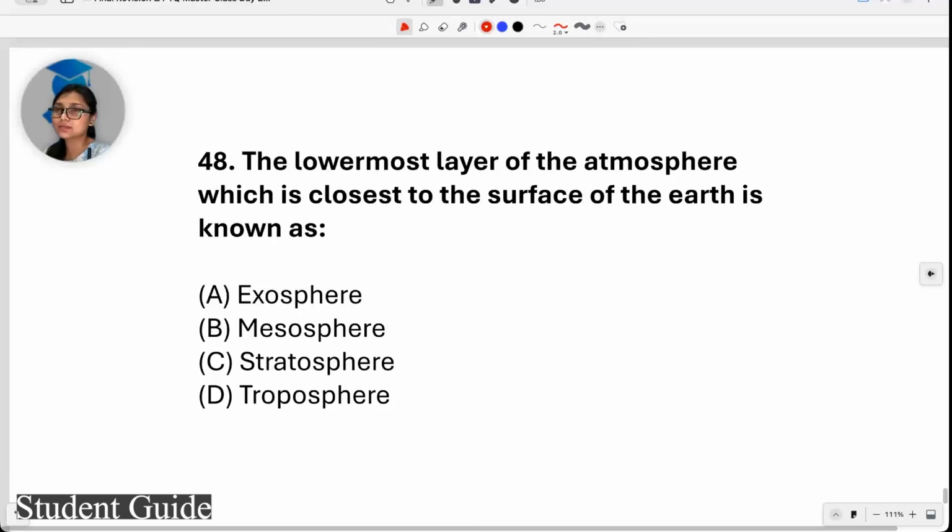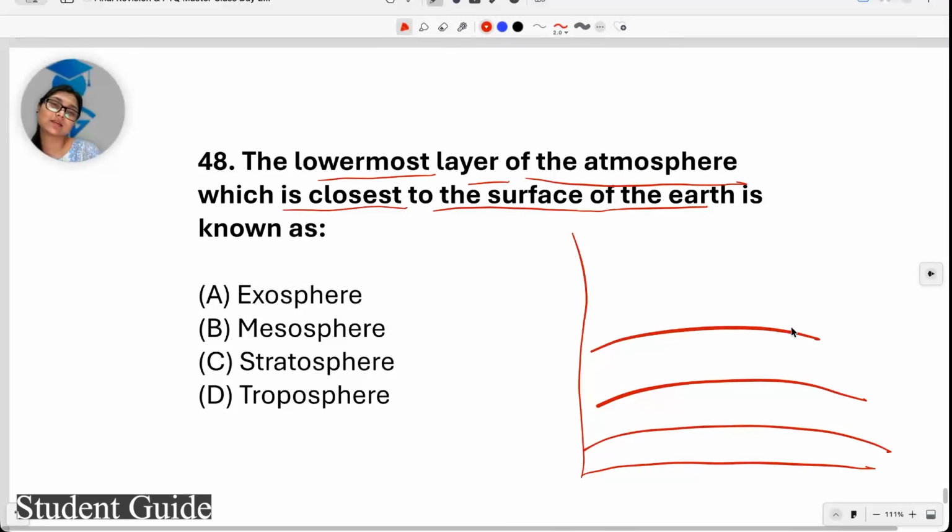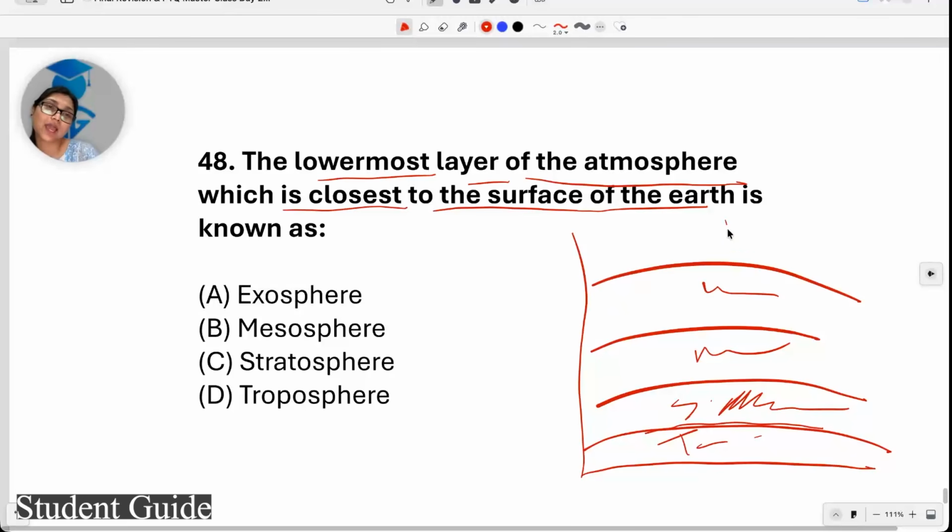So question number 8 of today's session is asking: the lowermost layer of the atmosphere, which is closest to the Earth's surface, is known as. Very basic question, and everyone should know that. The first layer is the troposphere, then the boundary called the tropopause, then the stratosphere. Why is the stratosphere important? Because the ozone layer is present here. Then the mesosphere, exosphere, then the ionosphere is the last, the fifth layer, that is the topmost layer.